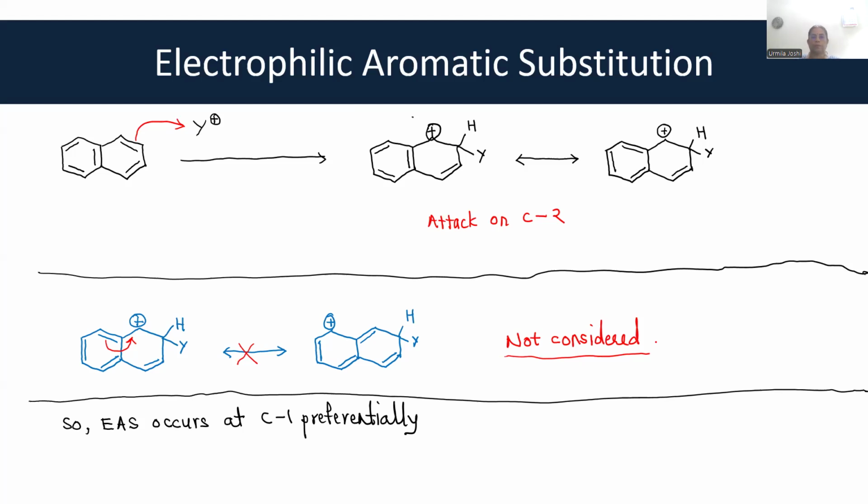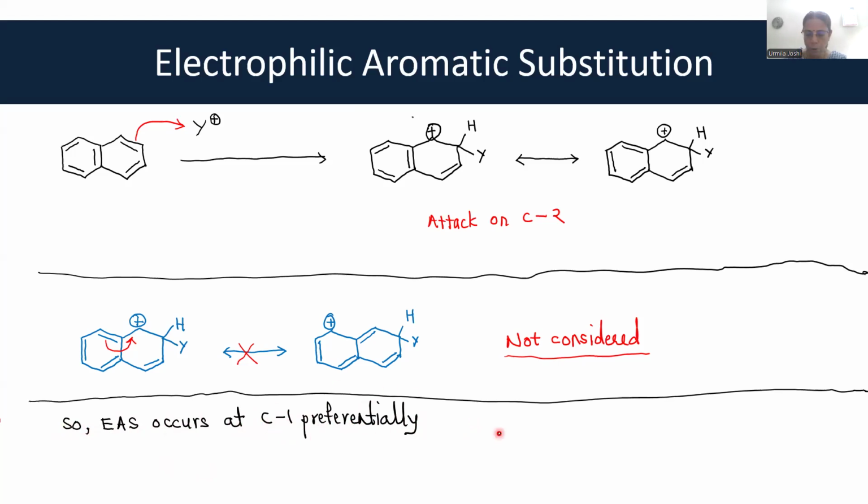So now, we are left with the facts that attack on C1 generates 4 resonating forms, whereas attack on C2 generates 2 resonating forms. In other words, the intermediate is more stabilized if attack occurs on C1. And therefore, electrophilic aromatic substitution on naphthalene, I'm very sorry, not benzene, occurs at C1 preferentially.